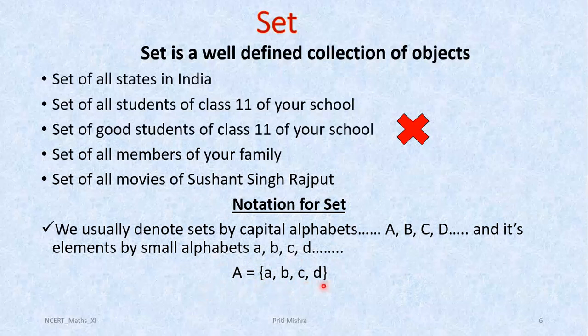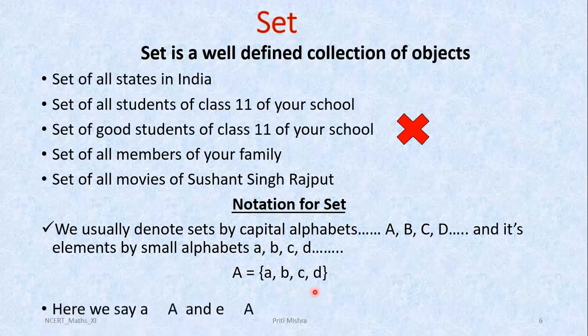As there are 4 elements, I will say this element a belongs to set A, b belongs to set A, and c belongs to set A, as well as d also belongs to set A. And there is no other element present in this set. So I will say e does not belong to set A, f does not belong to set A.